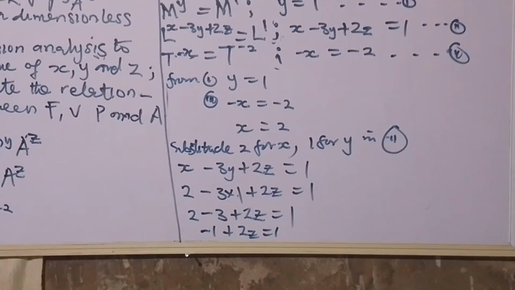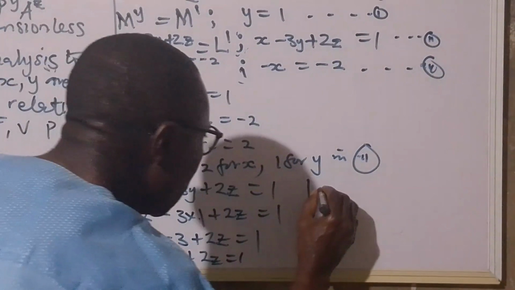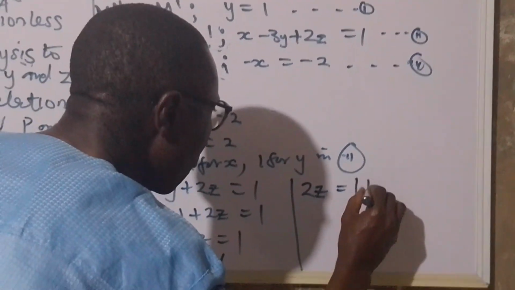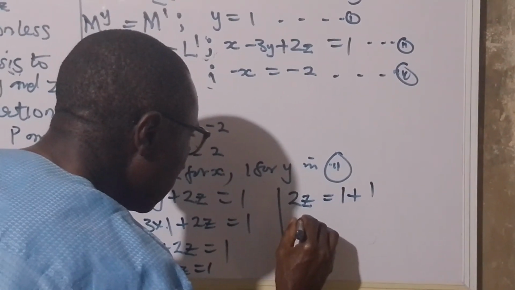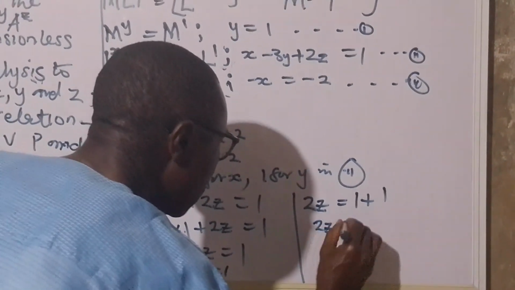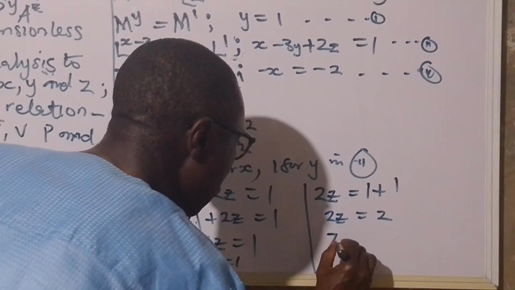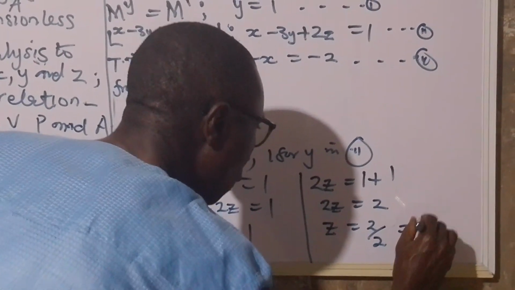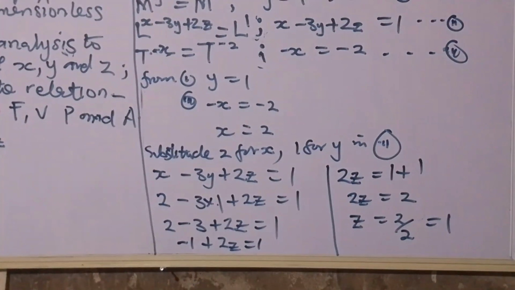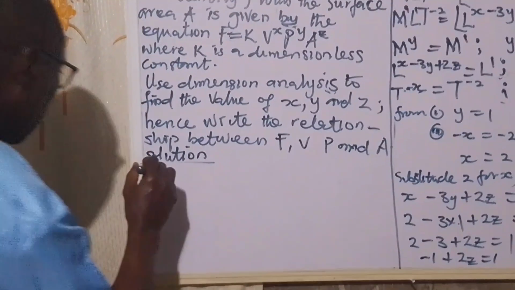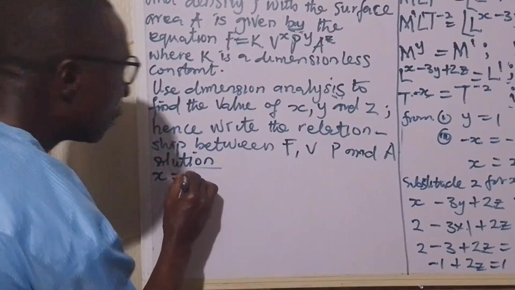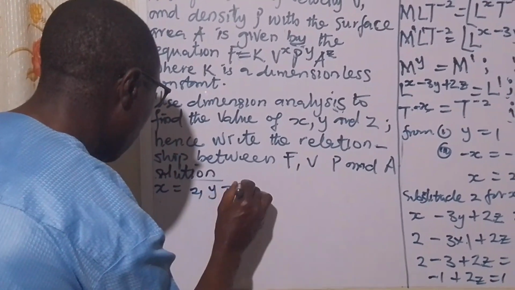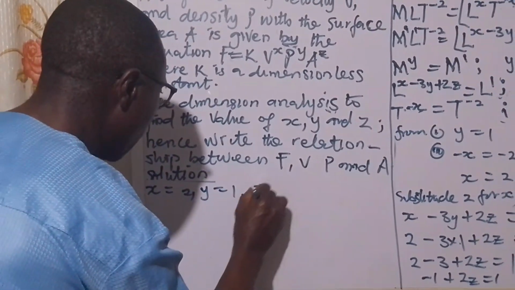From this point, that will be 2z is equal to 1 plus 1. 2z is equal to 2. z now is equal to 2 divided by 2. z is equal to 1. The value for s is equal to 2. The value for y is equal to 1. And the value for z is equal to 1.